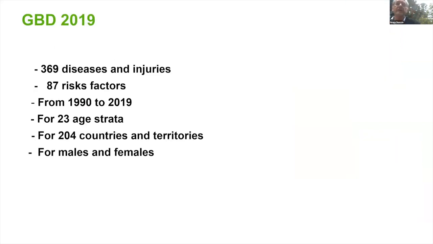So things have changed from then to now. The current version of the Global Burden of Disease, 2019, investigates 369 diseases and injuries, 87 risk factors, covers the period from 1990 to 2019, is divided into 23 age strata, covers 204 countries and territories, both separately for men and women. It's come a long way.